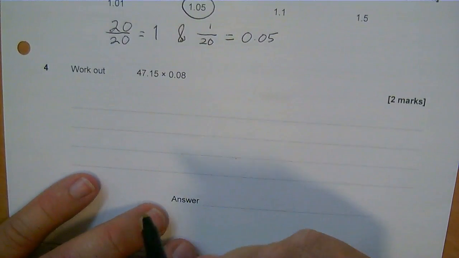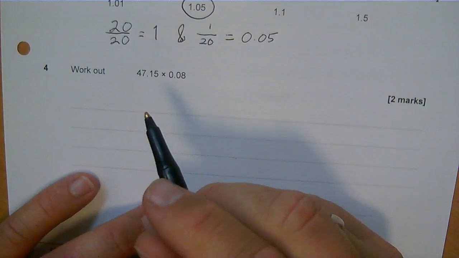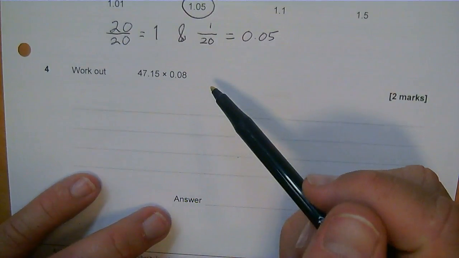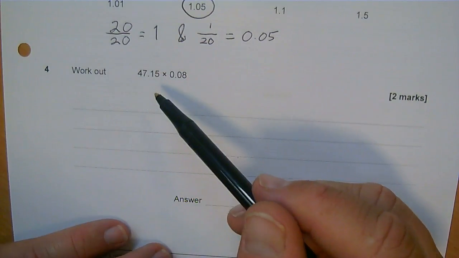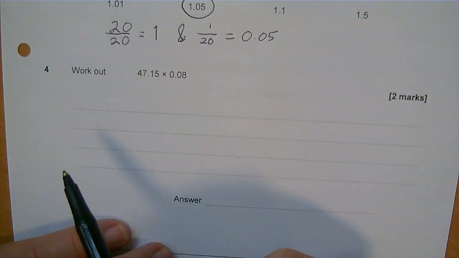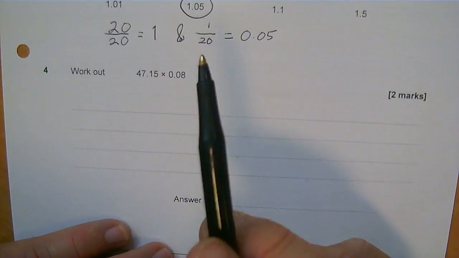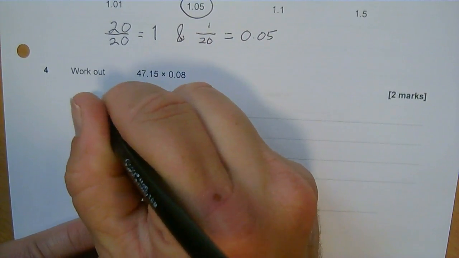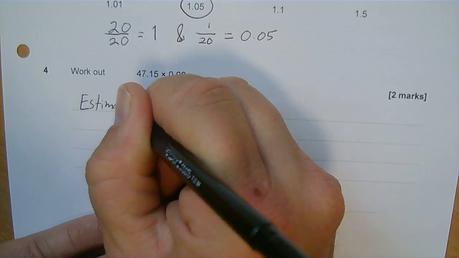Okay, work out 47.15 times 0.08. When I'm working with decimals, I'm going to convert this into working with whole numbers and then at the end convert back. But before I do that, I'm going to make an estimate. Okay, so for my estimate, I'm just going to round things.